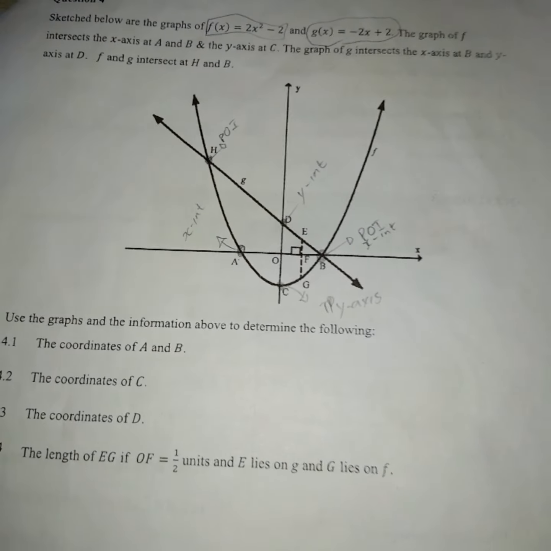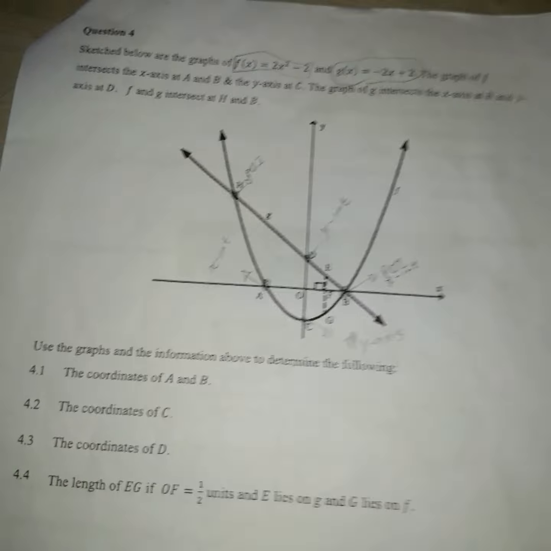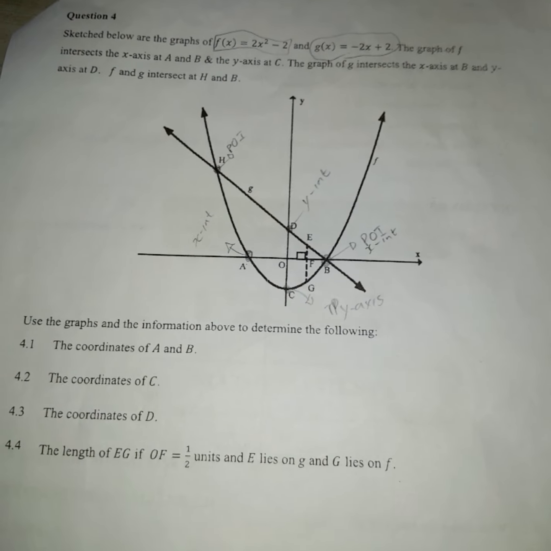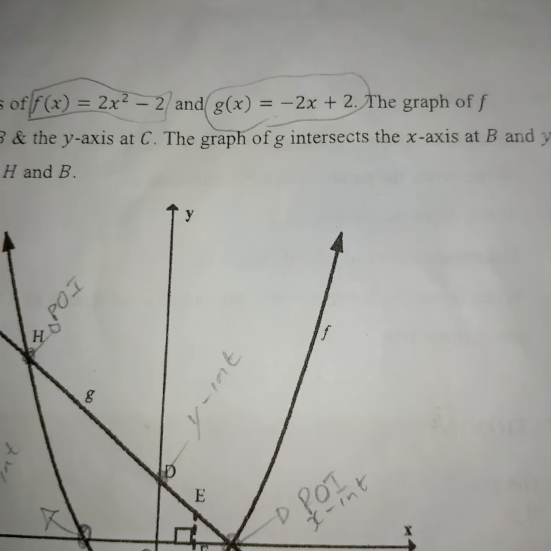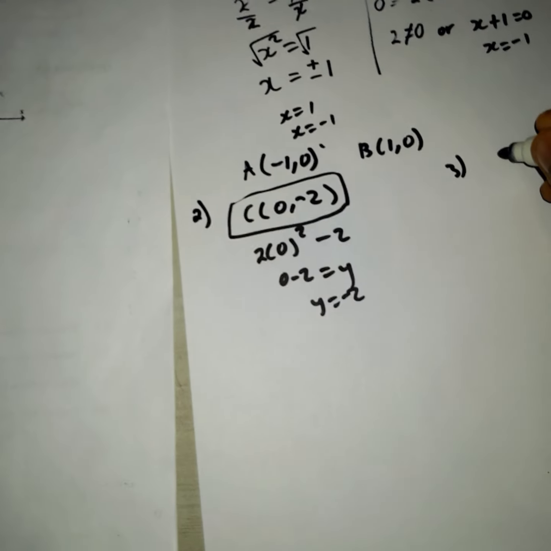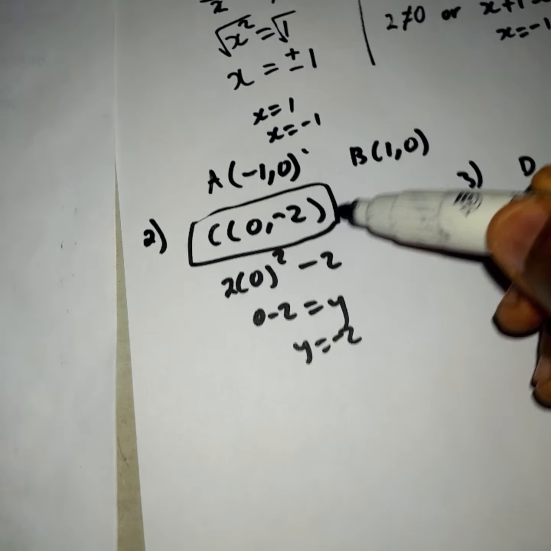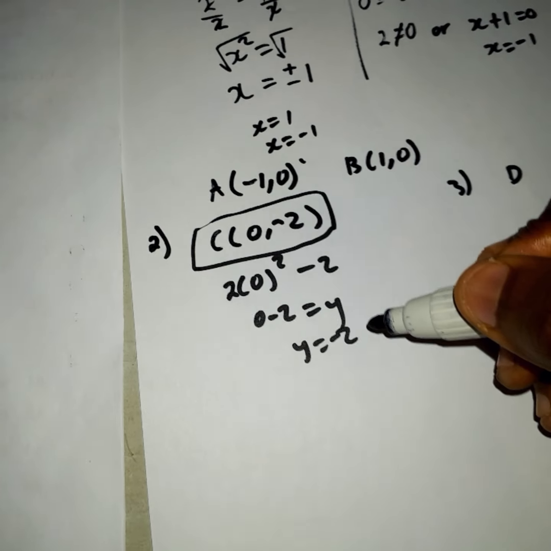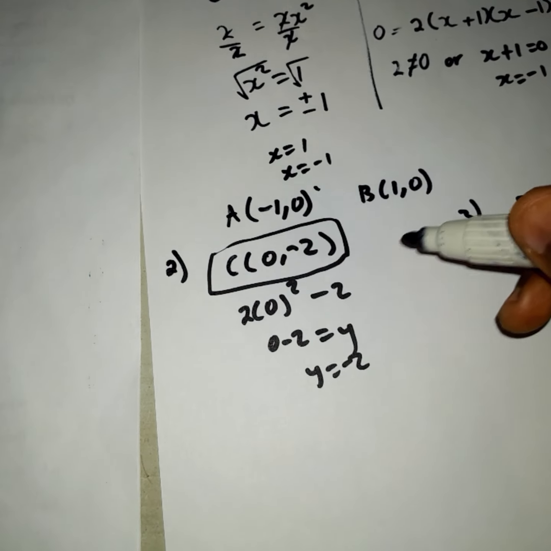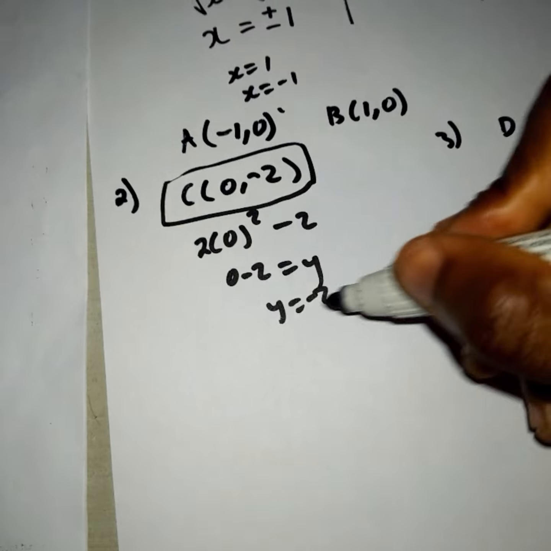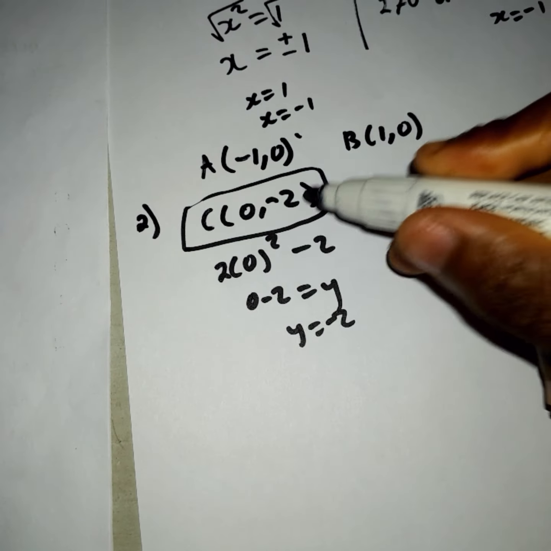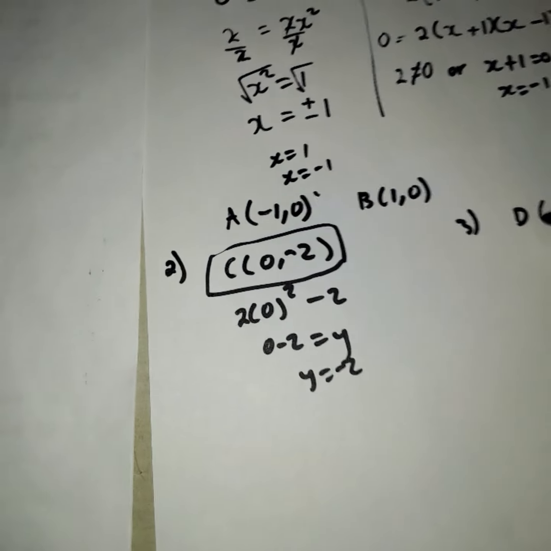So question 3, find the coordinates of D. The coordinates of D is also the y-intercept of g. So easy marks, but the only thing that matters is writing them down as coordinates, because unless they said to write down the y value or the x value of point D, you leave them like this. So coordinates should be written in this way. So it's (0, 2).